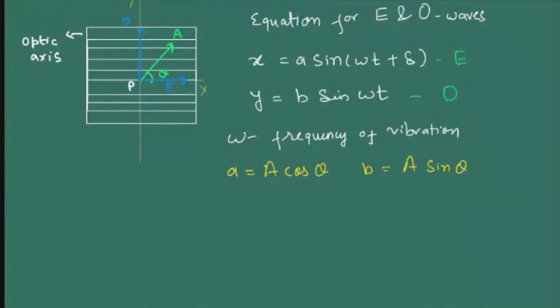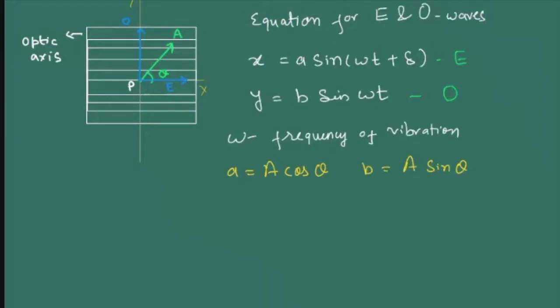So O will be slower than E. Okay, so E will be ahead of O. So E will have an extra phase difference with respect to O. Therefore, O is represented by b sine omega t and E is represented by a sine of omega t plus delta. Delta will be dependent upon thickness, where it is given by 2 pi by lambda into d times no minus ne, and theta will depend upon the angle with which plane polarized light is incident on the crystal.